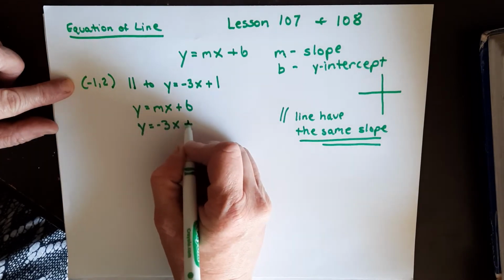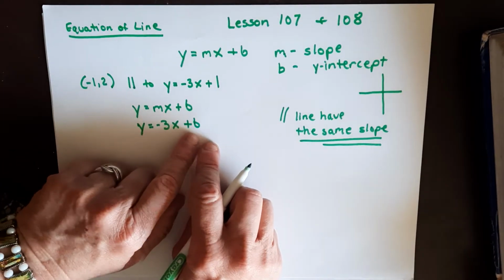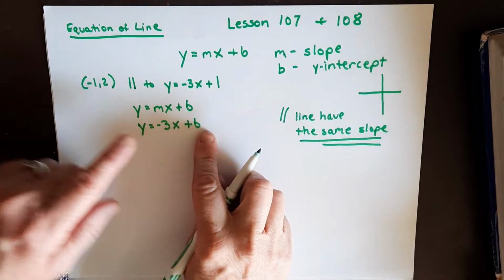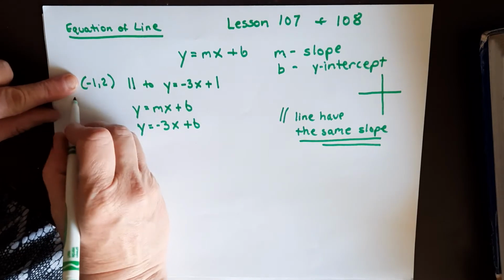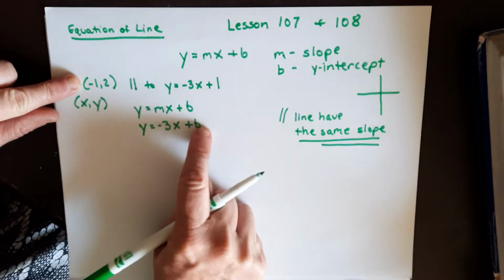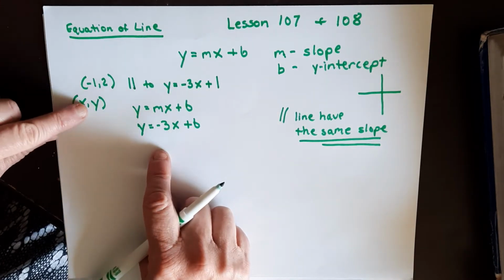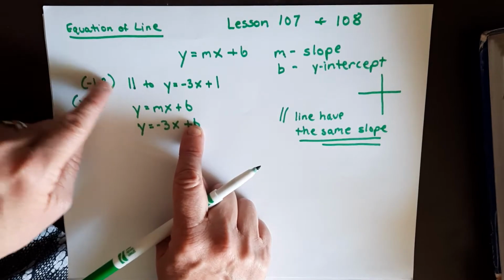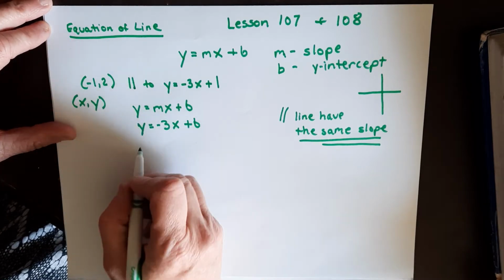So now we have y equals -3x plus b. Now we need to find out what the y-intercept is for this line. And the way we can do that is we are given a point that's on this line. So we are already given an x and a y that works for this line. So we know that x is -1, and we know that y can be 2 and still be on this line. So we just substitute those numbers in, which will leave us with just the y-intercept to find.